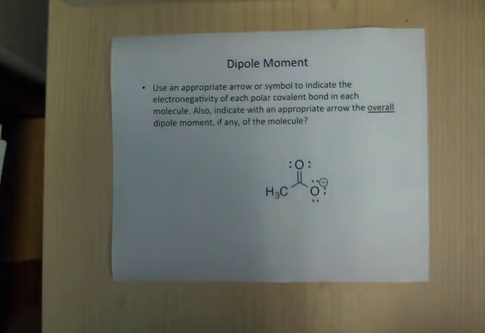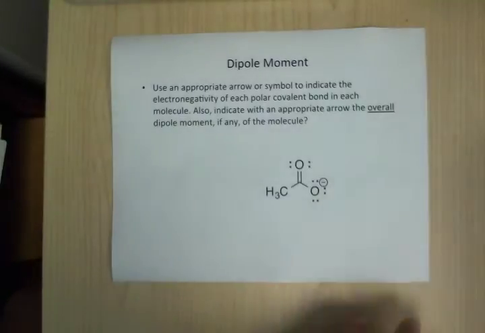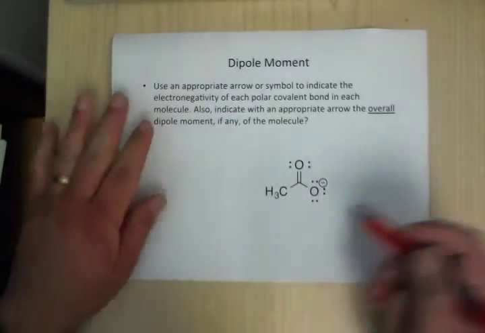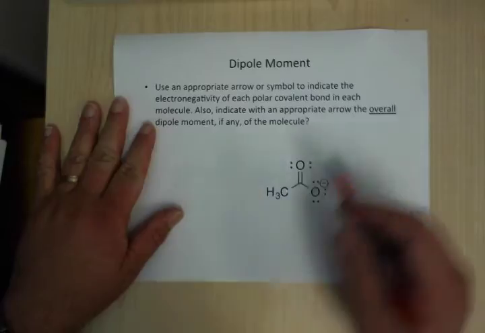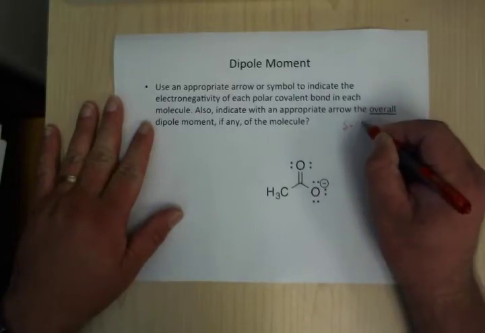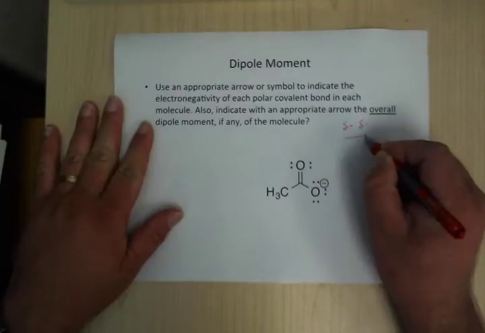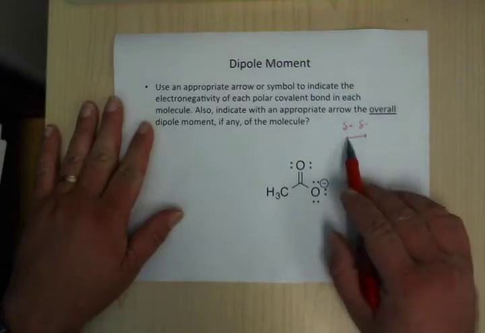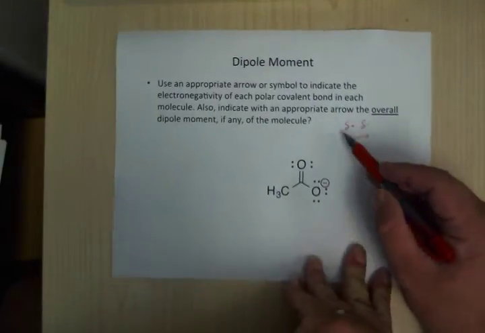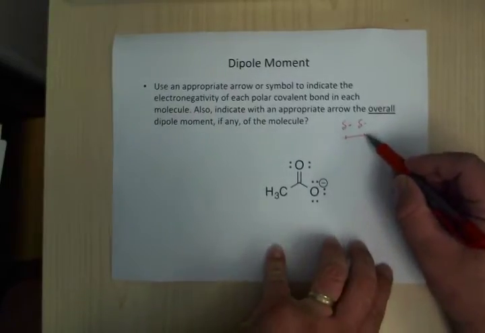What you're going to want to do is look at every polar covalent bond in here and indicate, within the molecule, which is the positive side and which is the negative side. You can do that with arrows. You could also do it with the little delta symbols. So you can do it with the symbols, the delta plus and delta minus, or with the arrow. Remember, the crosshatch goes on the positive side. The arrow goes on the negative side.